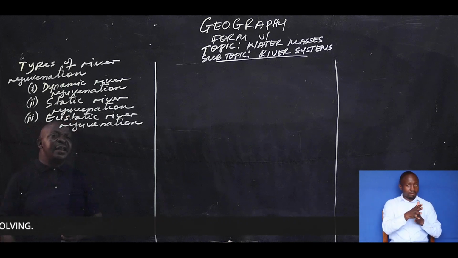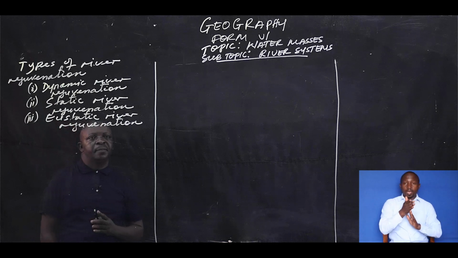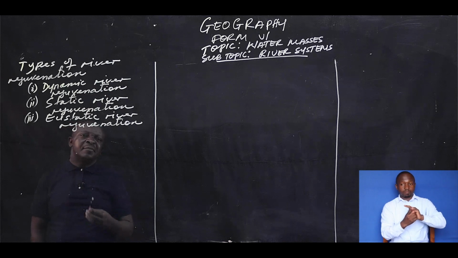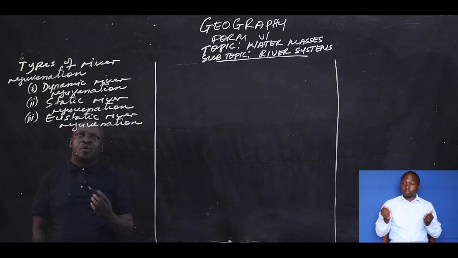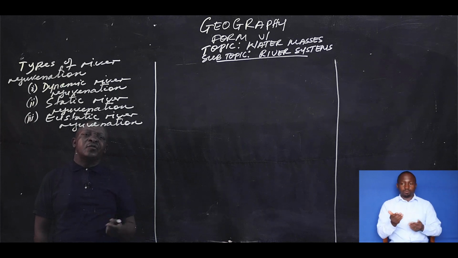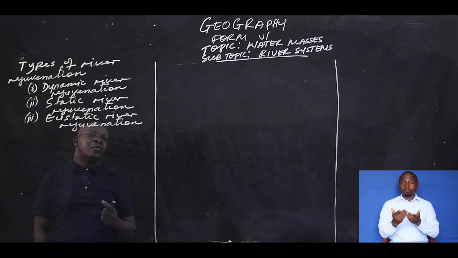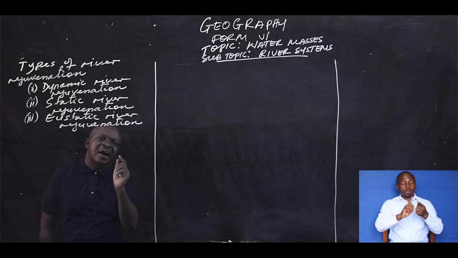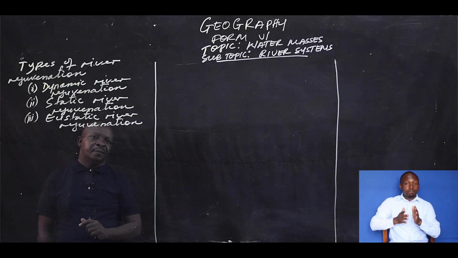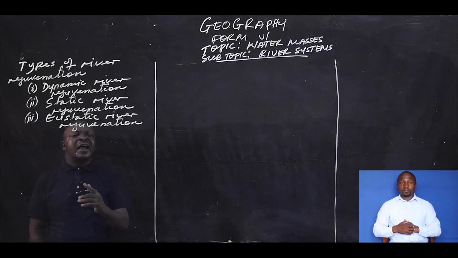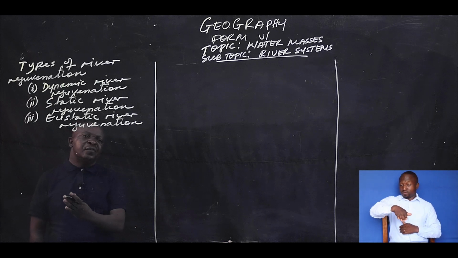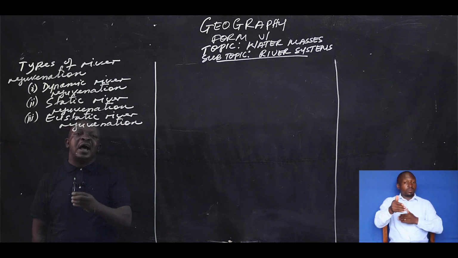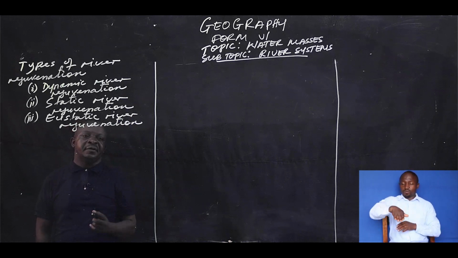Now, to start with dynamic river rejuvenation, consider the word dynamic. Dynamic means change. So dynamic river rejuvenation is the one which occurs following the change of water flow gradient. In the lower course, the gradient of water flow is more gentle, but it may change as the landscape with the river is uplifted.